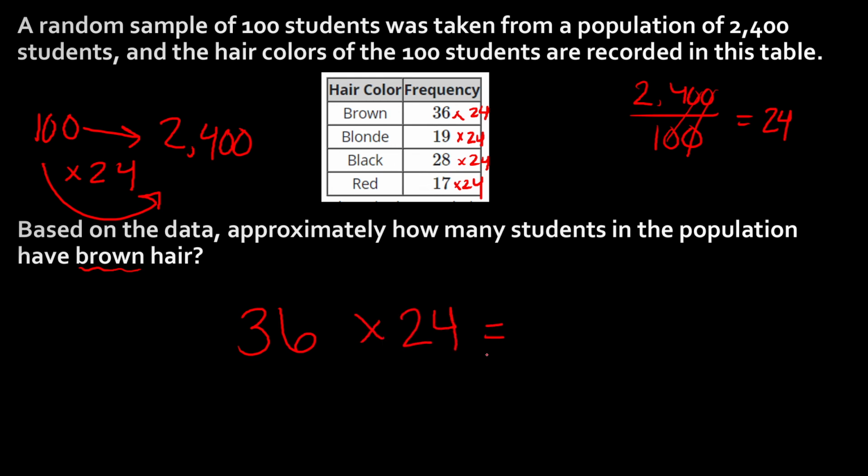36 times 24. Again, you can type this into a calculator if you would like. I recommend it so that you don't make any silly mistakes. When you type this into a calculator, you get 864. So for this question, approximately 864 students should have brown hair.